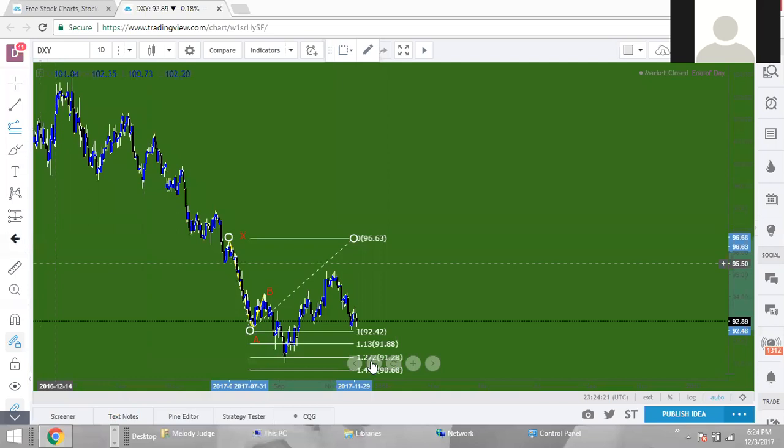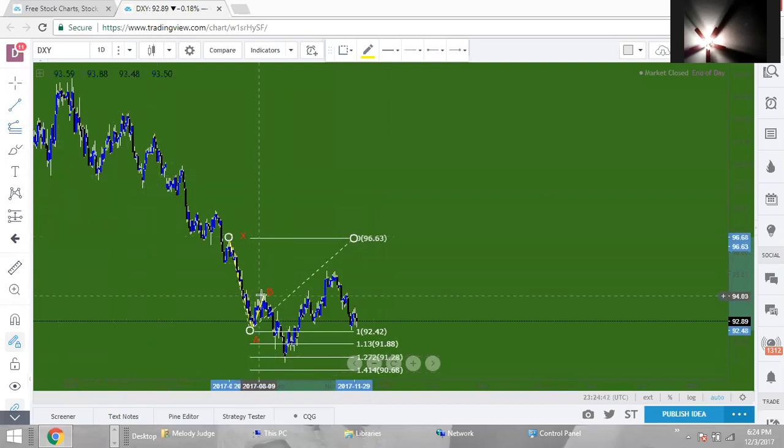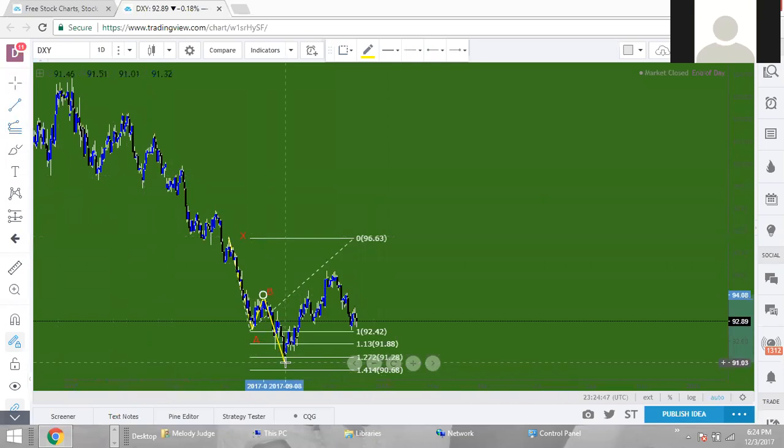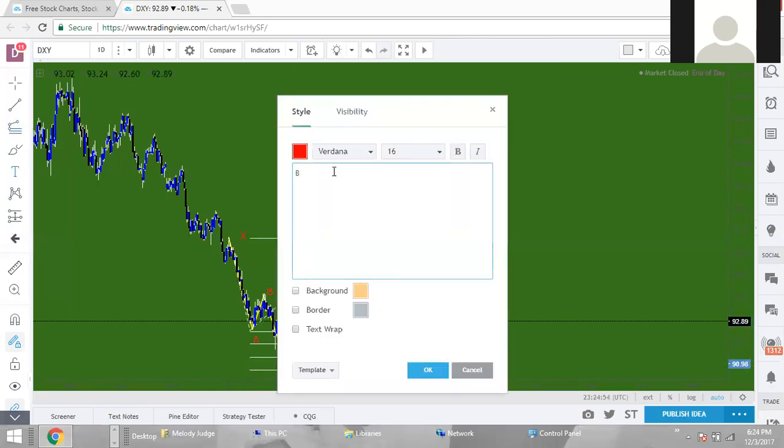As you can see, we hit our minimum requirement for our C leg: the 127 extension level has been hit. It passed the 127, but it closed below it. Remember, we can even touch the 141 as long as it doesn't close above the 141. It would have still been valid. So we'll go from B all the way down. Since we've identified that the 127 has been hit, we'll label this C.